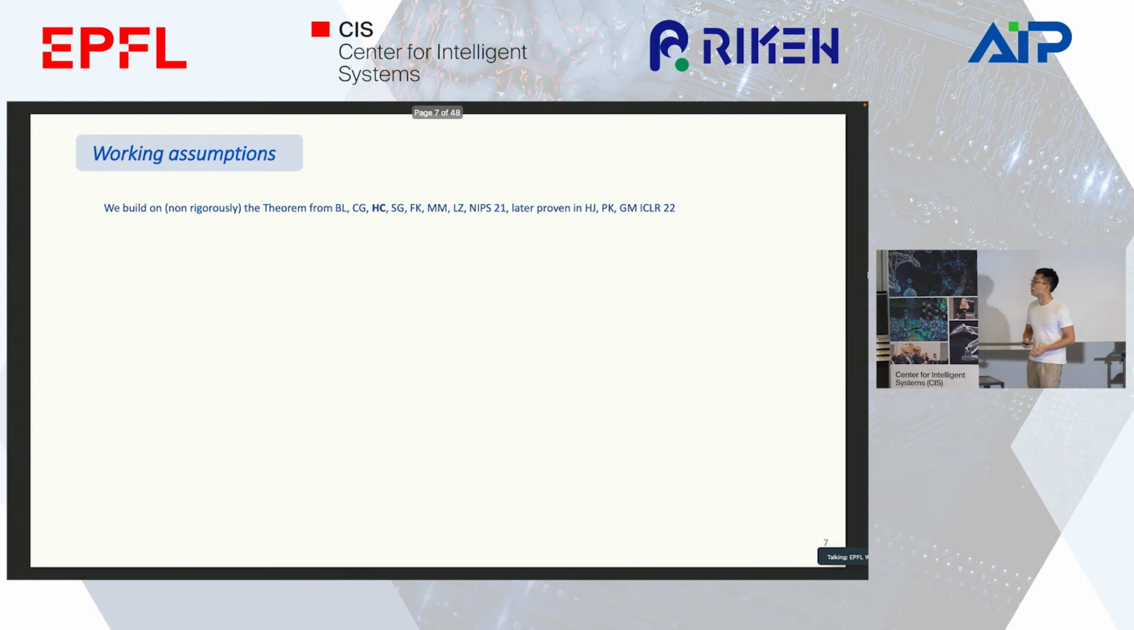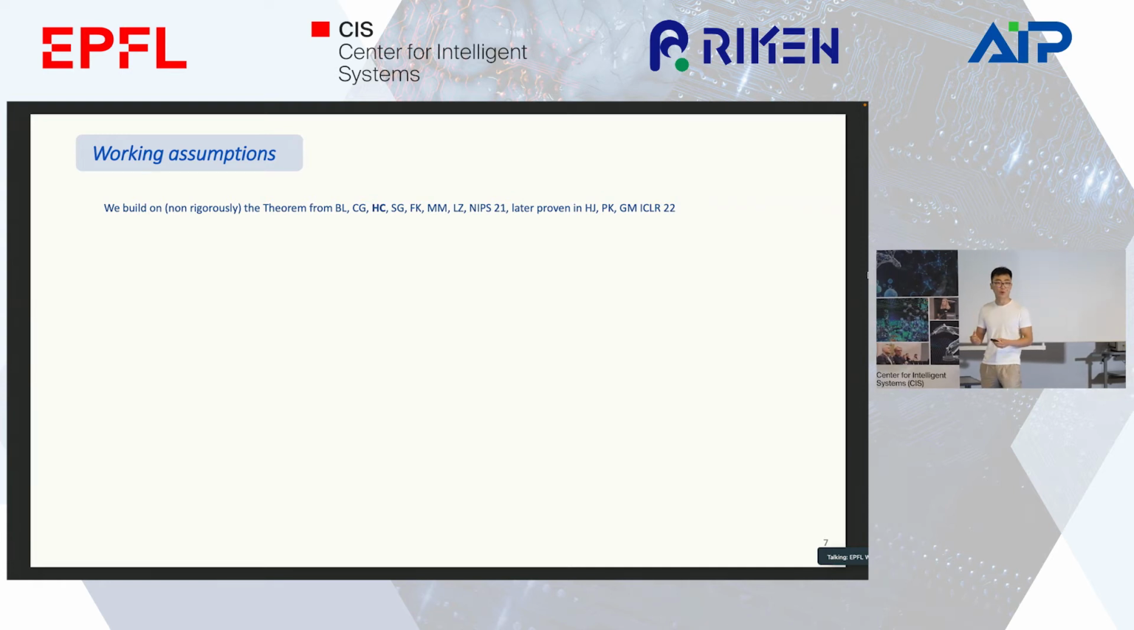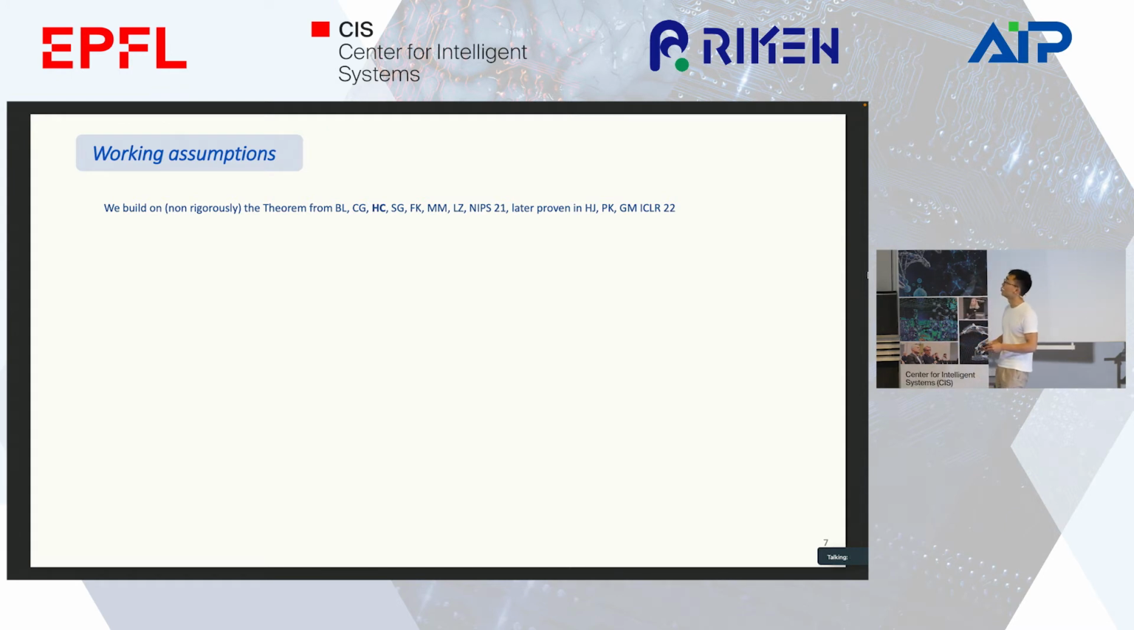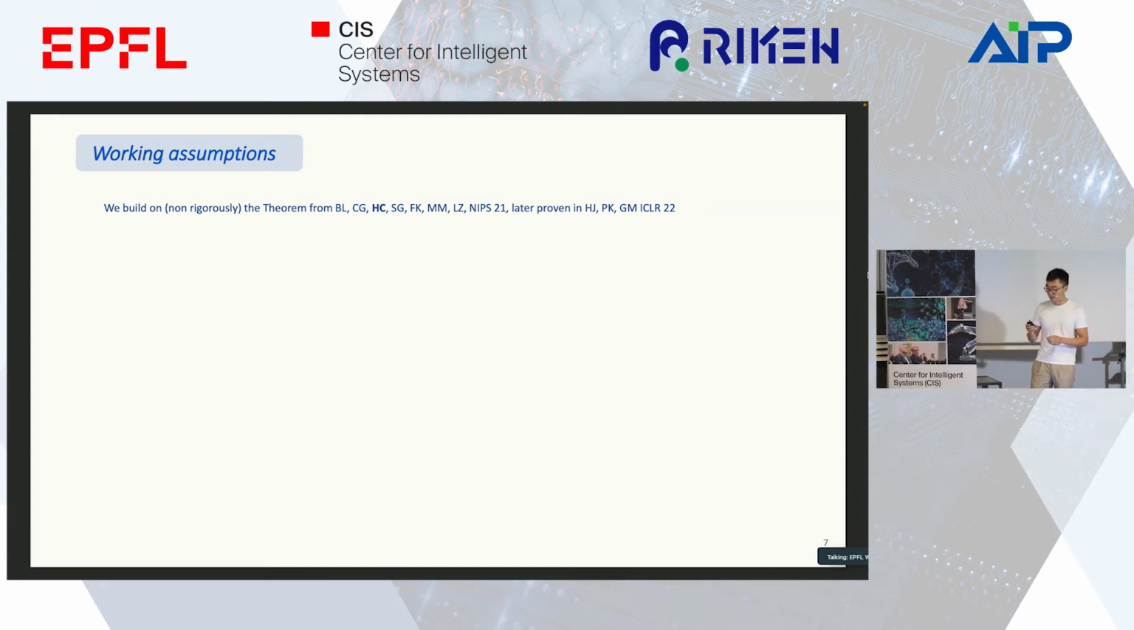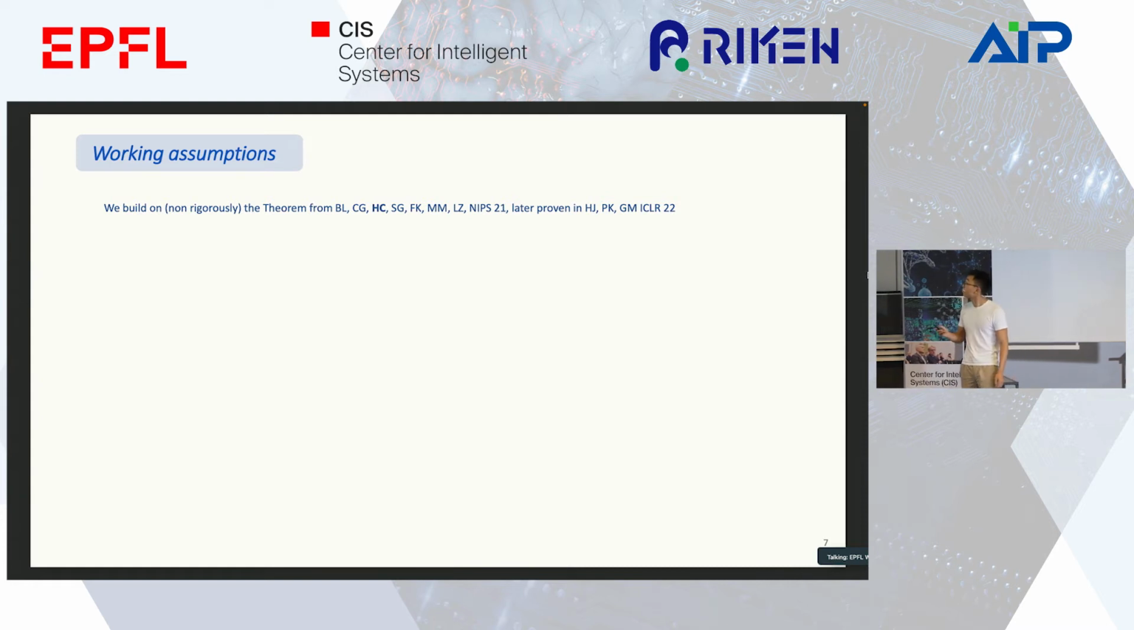I'll give the answer in two slides, but first let me say that we are building our analysis on previous work in a non-rigorous fashion. We're applying a theorem that we had in a different asymptotic limit. But part of the result has been proven in a later work by another group in 2022. So while the whole talk is not fully proven, a part of it has been put on rigorous grounds.